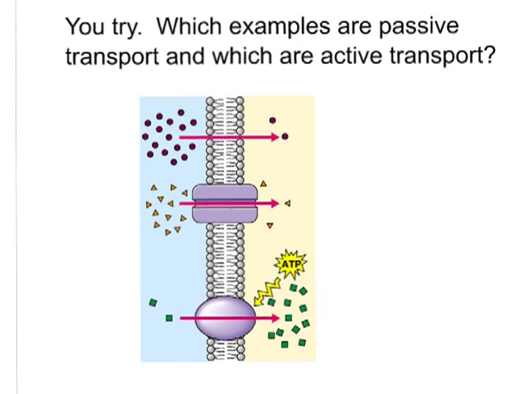So now you get to try. Look at this diagram and decide which of these examples are passive transport and which of them are active transport. You have 3 different examples, and pause the video here and see if you can decide which ones are active and which ones are passive transport.